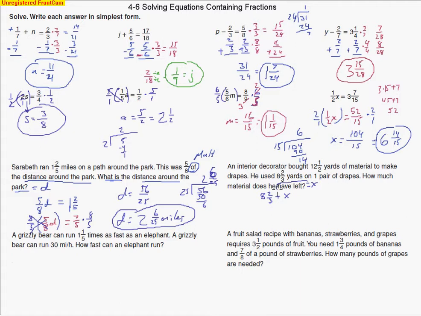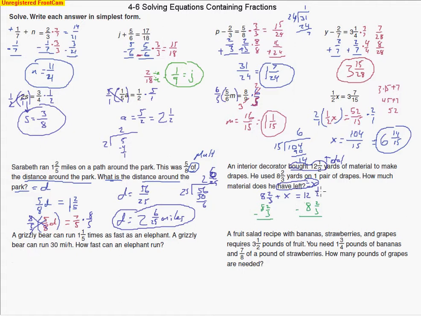So he has left here, x, equals the total that he had. So he bought this. This is a total. So that's what we started with. So 12 and 1/2. So what we need to do is do an opposite operation. I need to subtract that 8 2/3 from both sides. Subtract 8 2/3. So that means I need to come up with a common denominator.